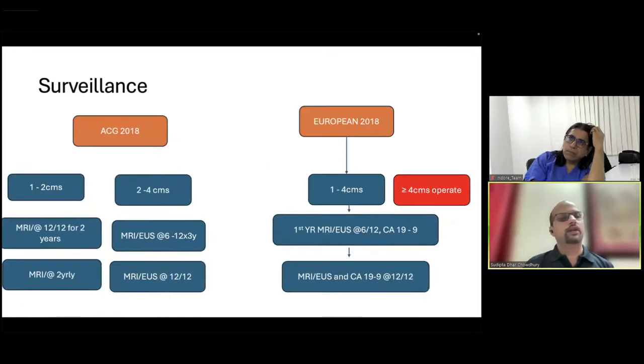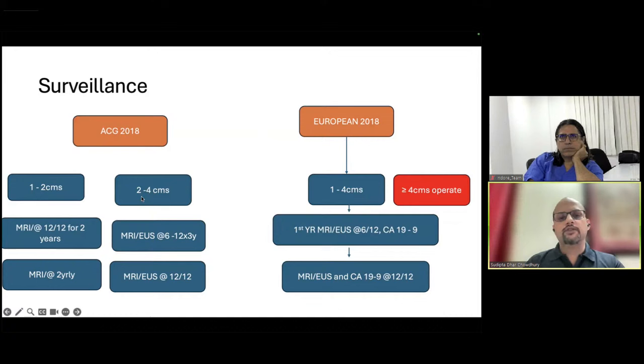Now, I'll touch briefly on the surveillance of pancreatic cystic lesions, which we discussed earlier as to how we go about surveillance. There are different guidelines that put up different algorithms for surveillance, and therefore it's important to understand where they are coming from. The ACG guideline of 2018 clearly states that for lesions which are 1 to 2 centimeters in size, we can do an MRI at 1 year interval for 2 years, and then MRI every 2 years.